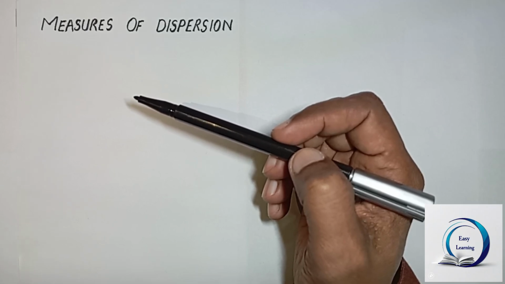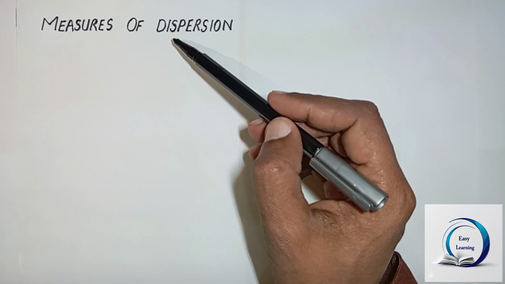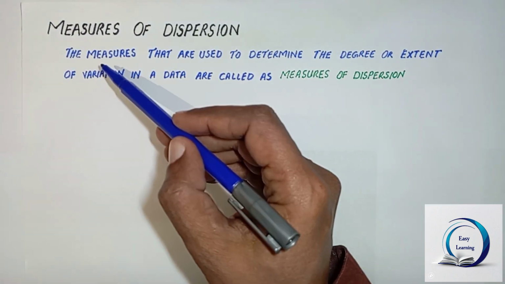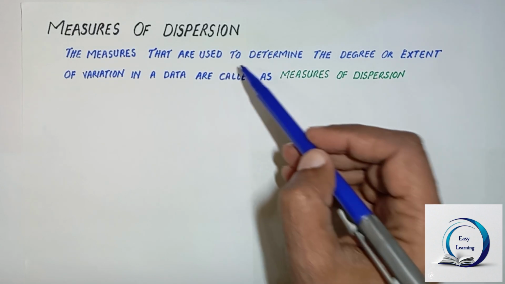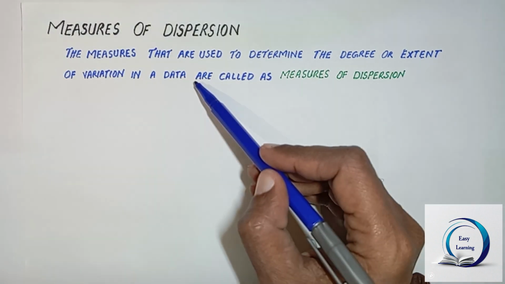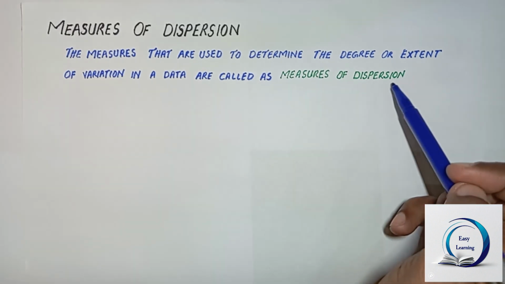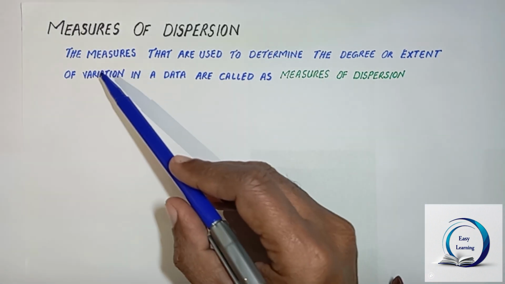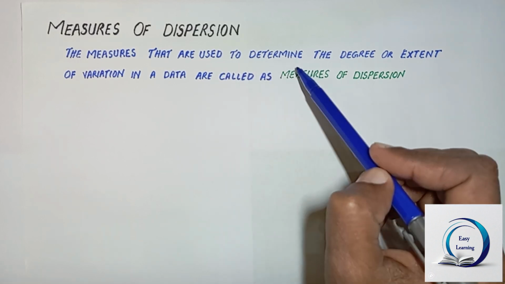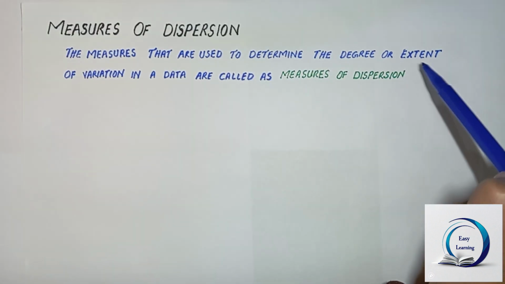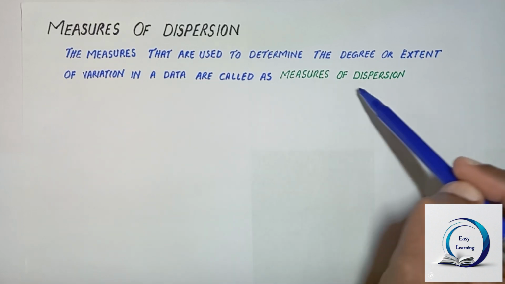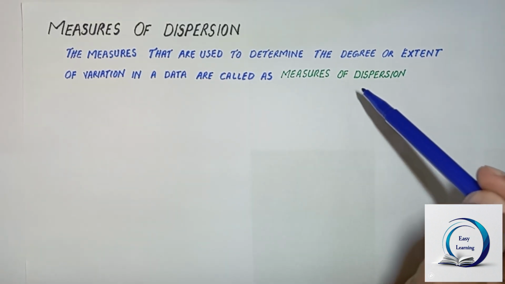Today we will discuss the measures of dispersion. The measures that are used to determine the degree or extent of variation in a data are called measures of dispersion.